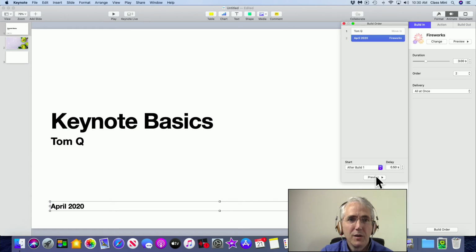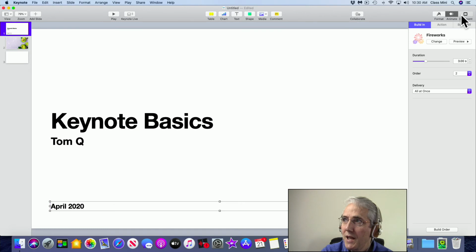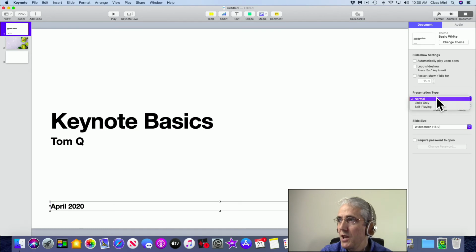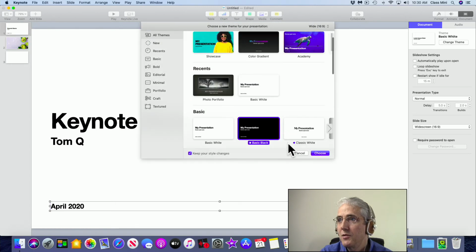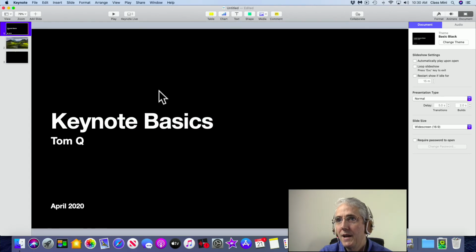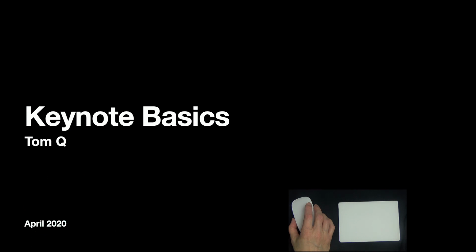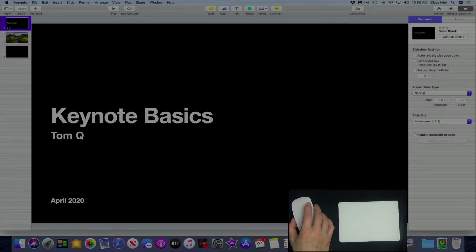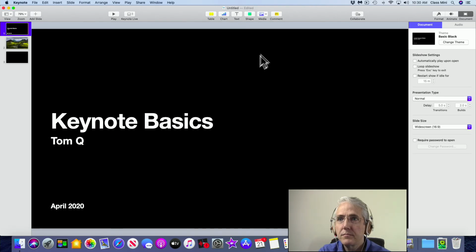And that would probably look better on a black background or something like that. So if I wanted to make a change like that, I could come over to the document and change themes here. Maybe I'll change this to a black theme. And so now when I play it, here comes my title. I'm going to click, and here comes my name, and then there comes my date. So let's press my escape key.